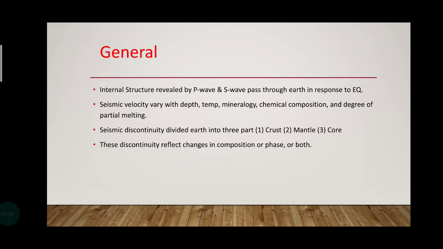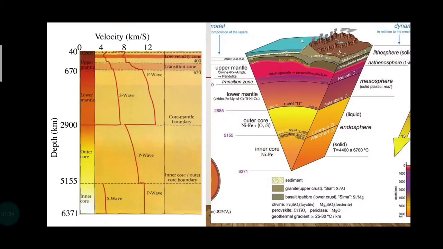In the crust there is the lithosphere. In the mantle there is an upper mantle and a lower mantle. In the core there is an outer core and an inner core. This discontinuity reflects a change in composition or phase or both.